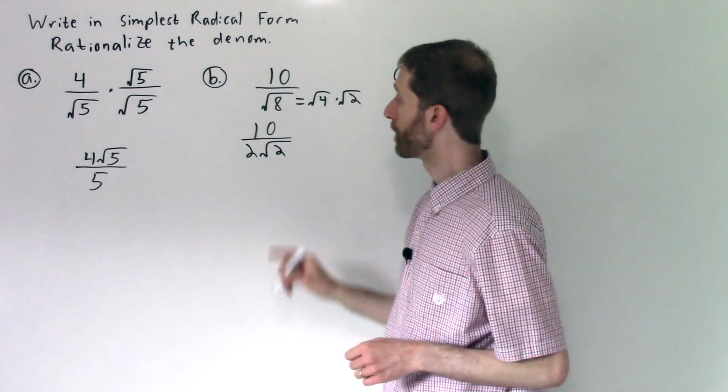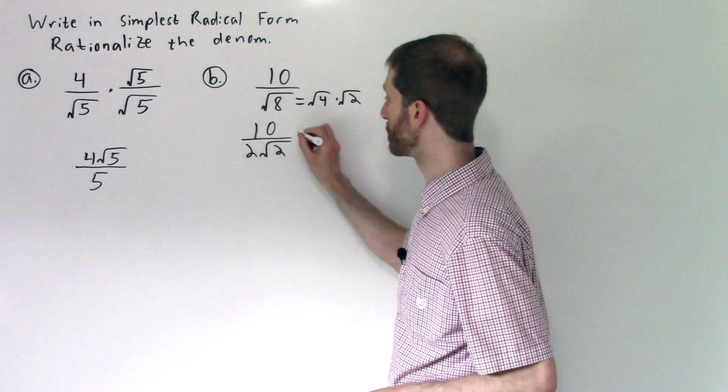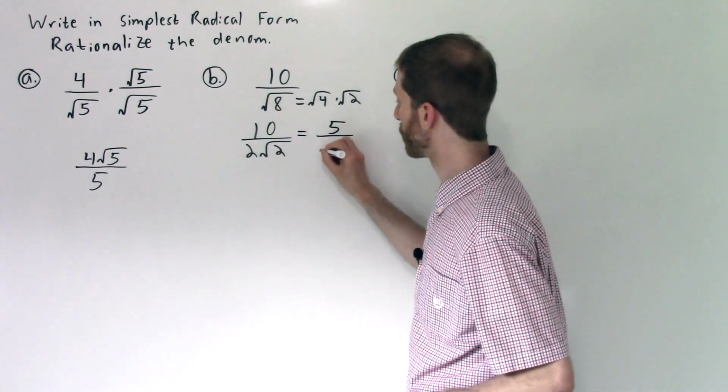A couple of things here. First of all, 10 can divide by 2. 2 is not underneath a radical, it's not grouped. 10 divided by 2 is 5. So you have 5 over the square root of 2.